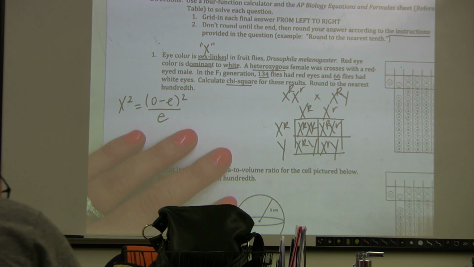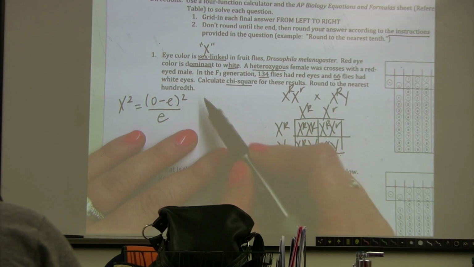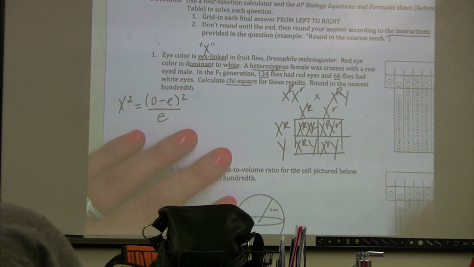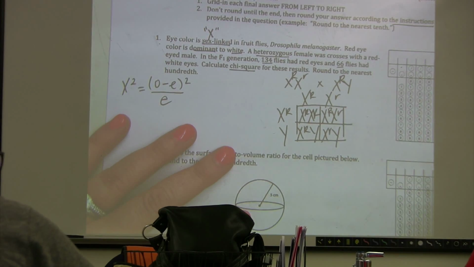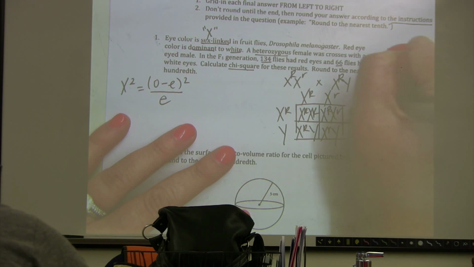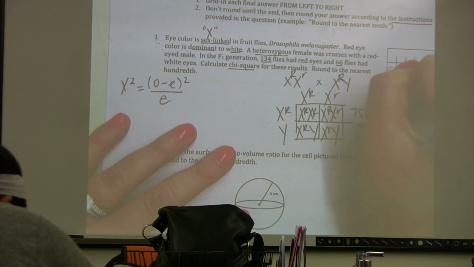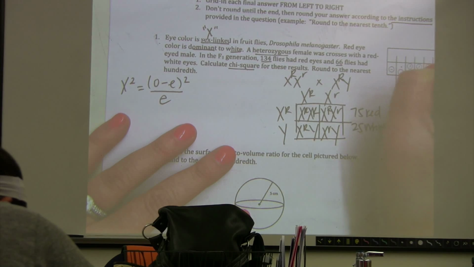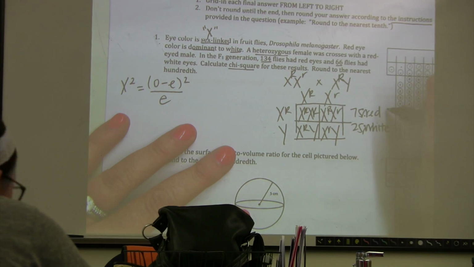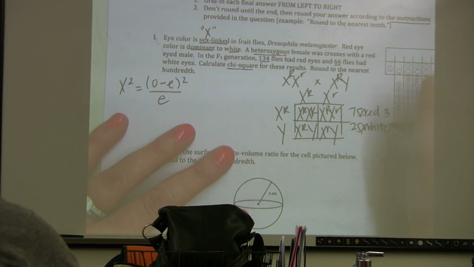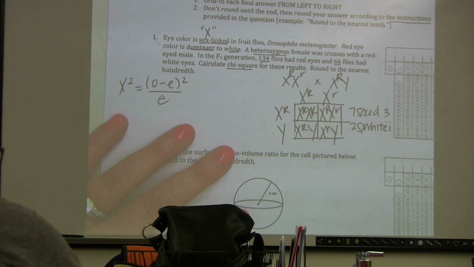Now it wants us to calculate the chi-square. Red eye is dominant, so we're looking for red-eyed individuals and white-eyed individuals. Who in here is red-eyed? What percent? 75%. So we can say 75 red, which would mean 25 white. If they wanted this as a ratio, rather than a percentage, it's a 3-to-1 ratio.